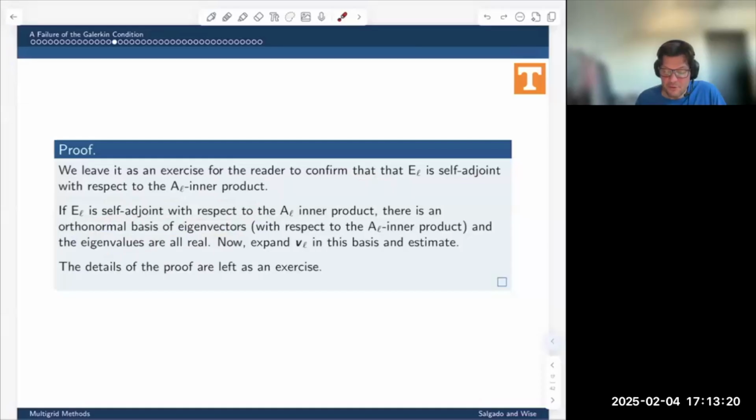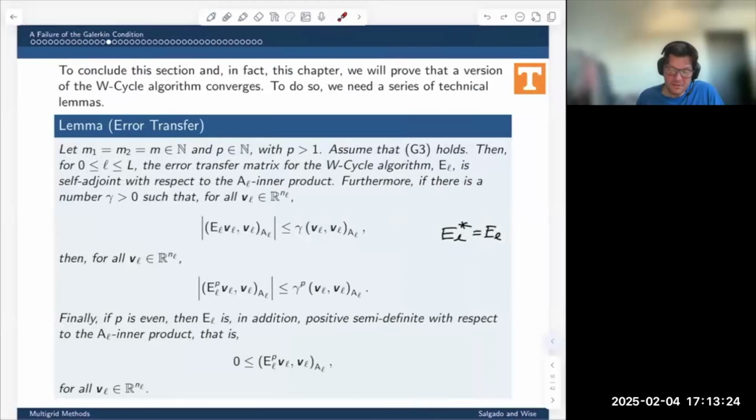So now what you can do is you can expand VL in this basis. So take EL in this basis, and then you're just going to do some estimates. And so if I do that, use some estimates, basically I already know that's happening there. I'm going to assume that. So this is the thing I want to estimate. So I'm going to start with this guy.